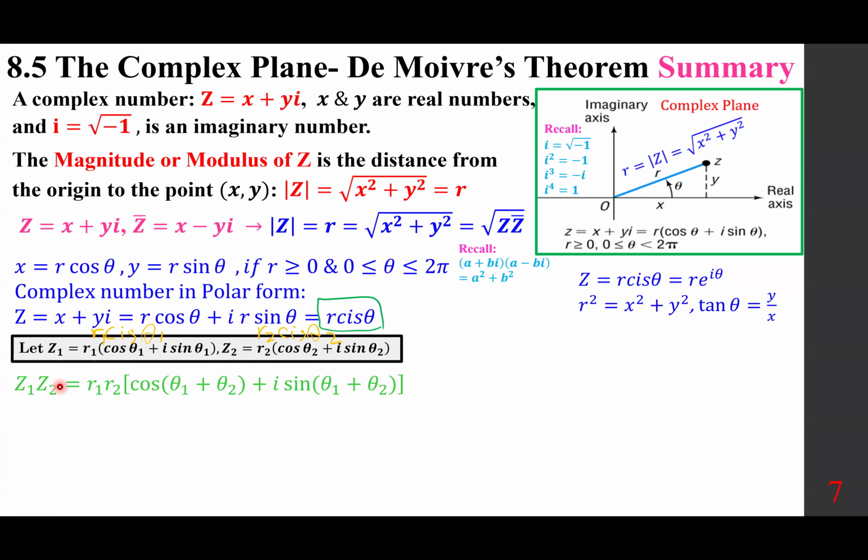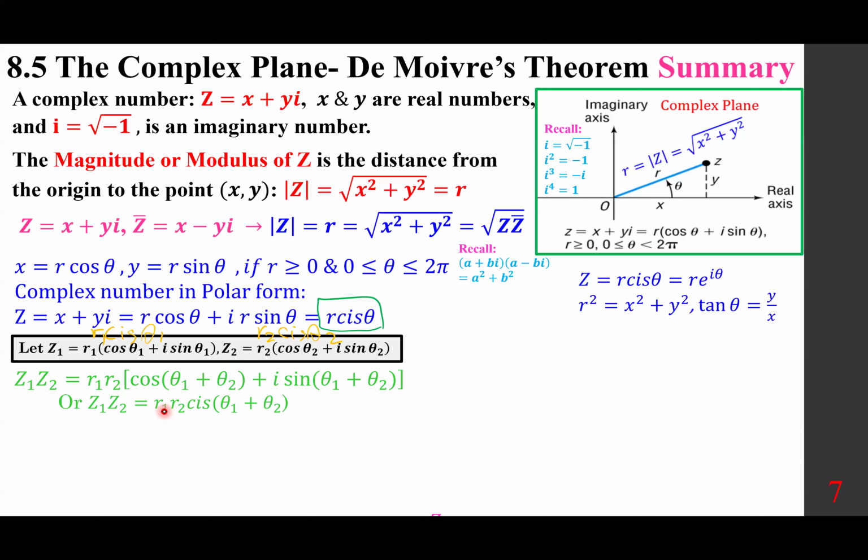Now, if you want to multiply z1 by z2, it is very easy to use the polar format. All you have to do is multiply r1 and r2, and then you use cosine and i sine. Now you add up the arguments theta 1 and theta 2. So you get r1 r2 cosine of theta 1 plus theta 2, plus i sine of theta 1 plus theta 2. And here's the shorthand notation: z1 z2 would be r1 r2 cis theta 1 plus theta 2. That makes it really nice and easy. All you have to do is add up the arguments. You multiply these two, of course.